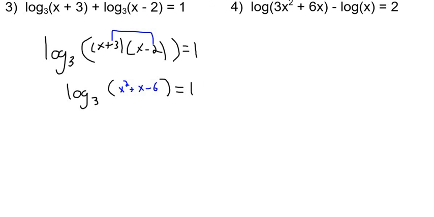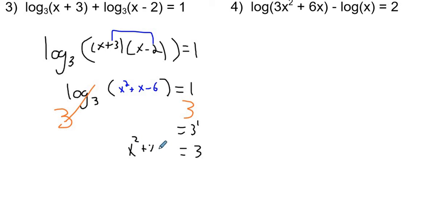So how do I get rid of log base 3? I base 3. But I have to do it over here. And remember that that really means 3 to the first power, right? So this mess is 3 to the first, which is just 3. This part just drops down. So what do I do now?